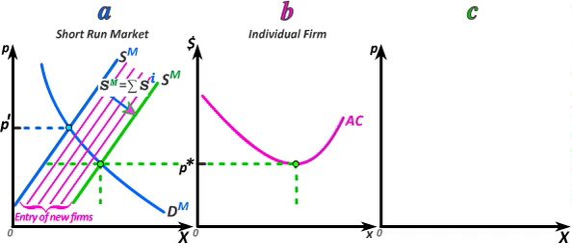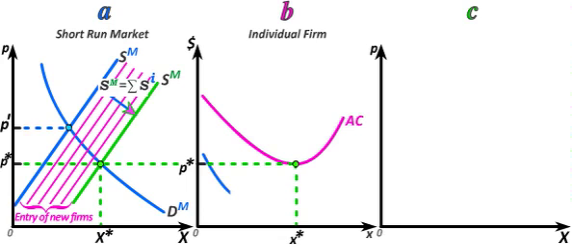The new short-run equilibrium that's created by the entry of firms, and is consistent with the long-run equilibrium condition that no firm has an incentive to enter or exit, will then create the price P star and cause the market to produce the quantity X star. Each individual firm will then produce at the lowest point of its long-run average cost curve.